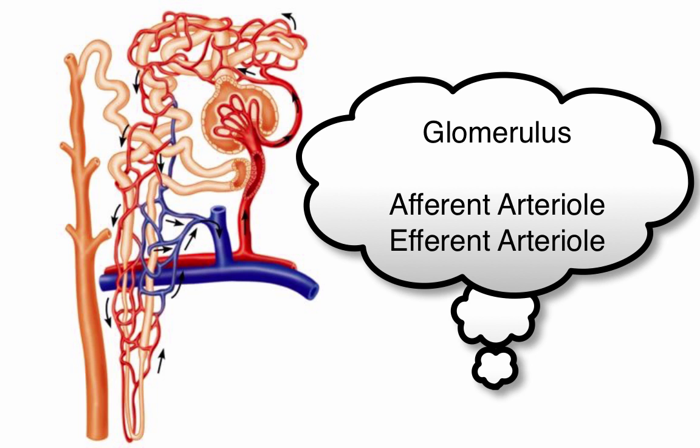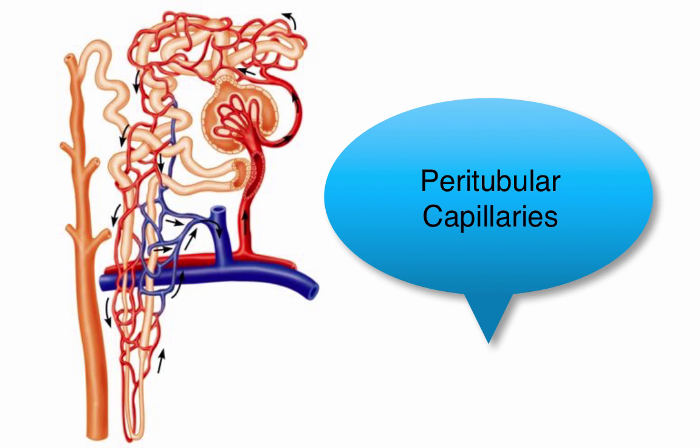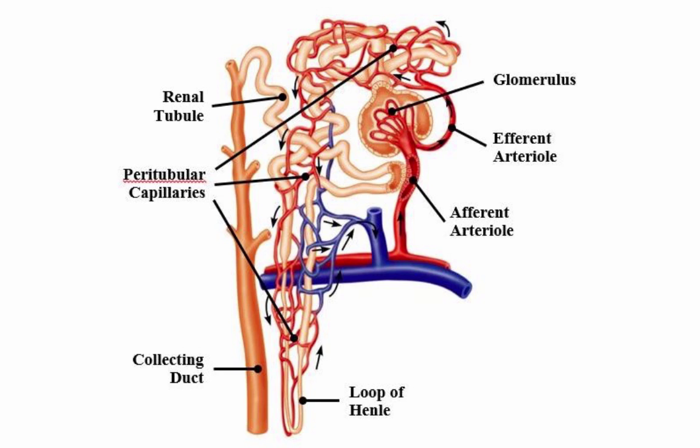Can you locate the glomerulus with afferent arteriole and efferent arteriole? Now the renal tubule. Where does it start and where does it end? And the renal tubule has the loop of Henle. Where is that located? How about the peritubular capillaries? And finally, the collecting duct. Now check your structures.